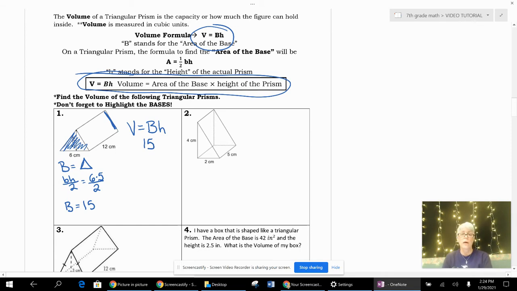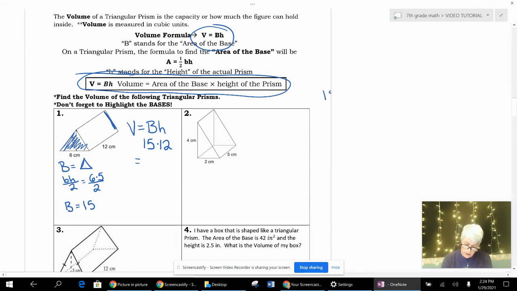Now let's look at the height of the entire prism. Remember, it's the line that's connecting those two bases. So it is 12. If you remember your multiplication, your times tables, then, well, actually, that's not one of them. Okay, so let's go ahead and work out 15 times 12.